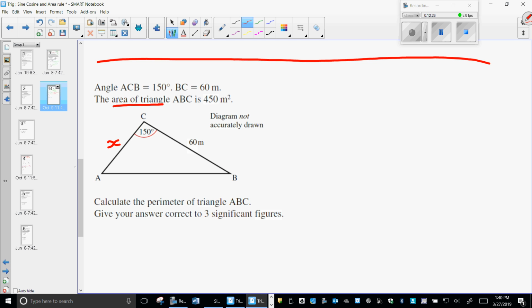The area rule is a half AB sine C. So they've given us angle C, they've given us one of the lengths, and they've told us the area. So in order to use this rule, the other side that's going to be involved in our formula has to be this side here, because they are the two sides that are surrounding this angle.